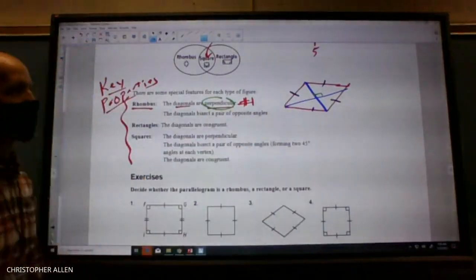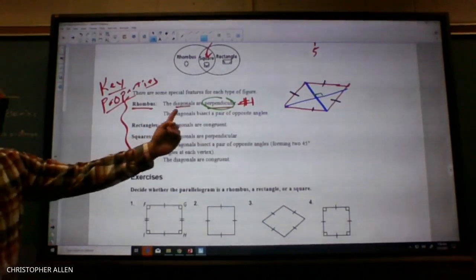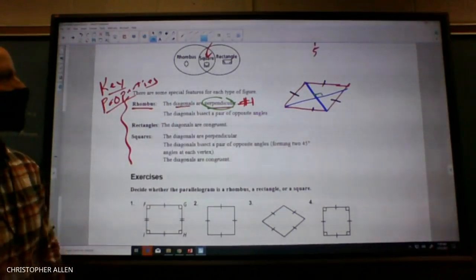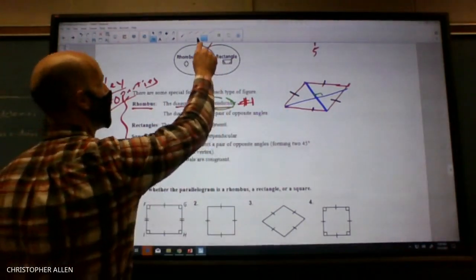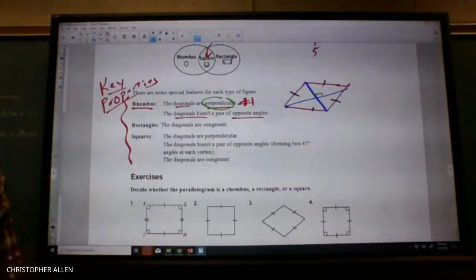Now, as you look at my picture, you can tell I didn't do it. That's not bad, but it's not perfect, okay? So that's number one. If it's a rhombus, the diagonals have to be perpendicular. Here's the second feature. The diagonals bisect the other angles.